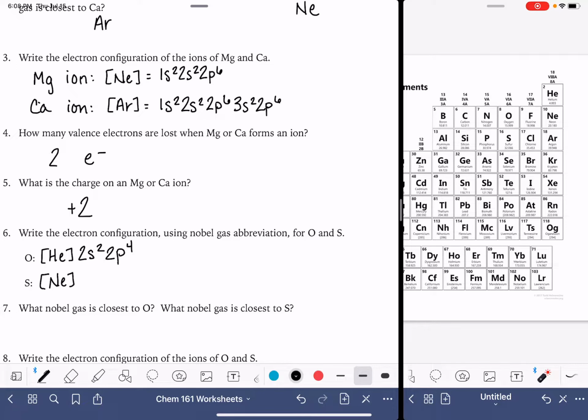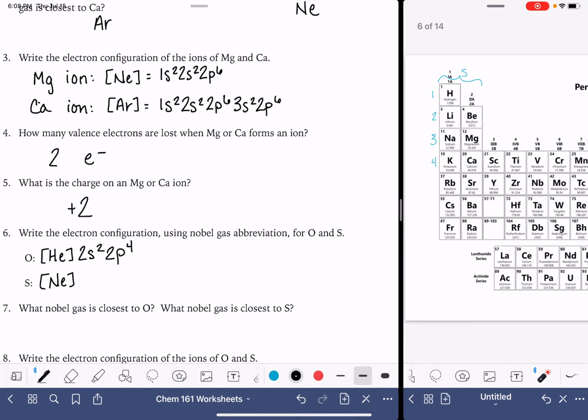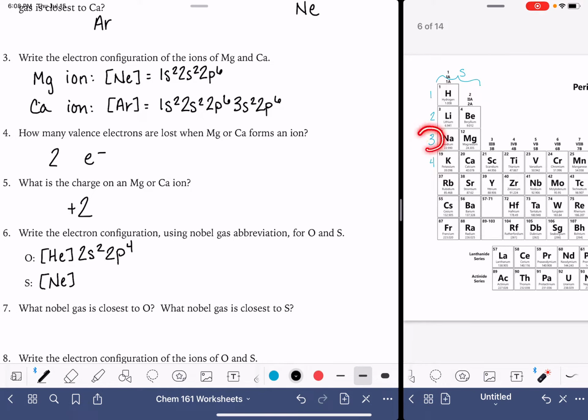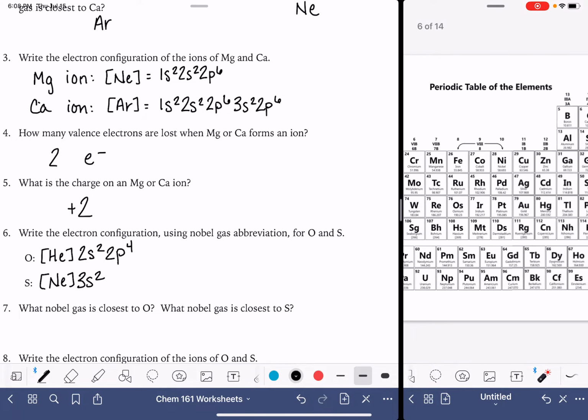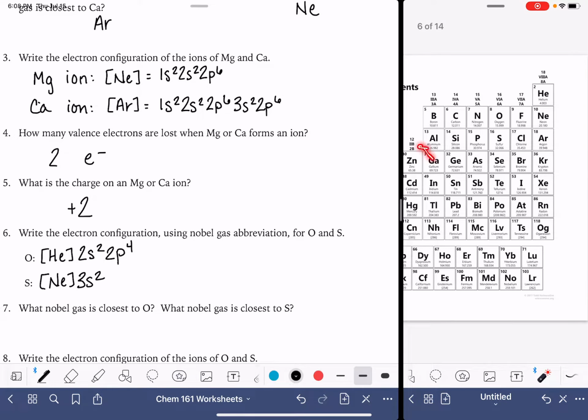For sulfur, which is right here, the previous noble gas is neon. And then continuing from neon, we're going to be in n equals 3, and the s electrons, there's 2 in the 3s2, and then we continue over to the 3p's. These are the 3p's, and we have 1, 2, 3, 4 of those, 3p4.